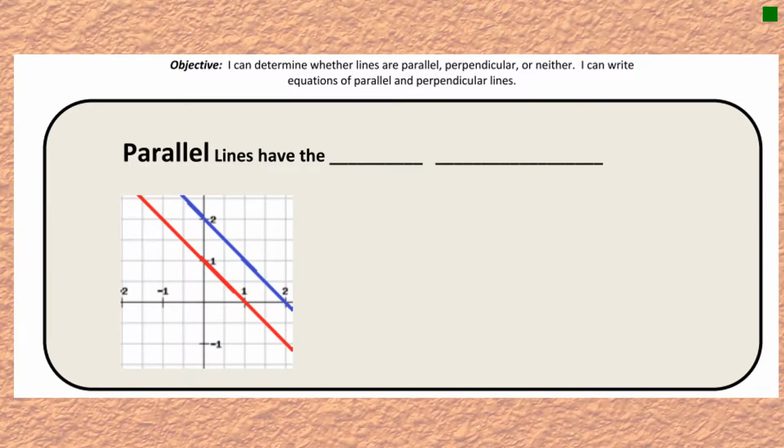All right, our objective is to be able to determine whether lines are parallel, perpendicular, or neither, and then write equations. So parallel lines have the same slope. So go ahead and write this sentence down. And then look at the picture. The blue line and the red line are parallel. That means their slopes are the same. Their rates of change are the same.